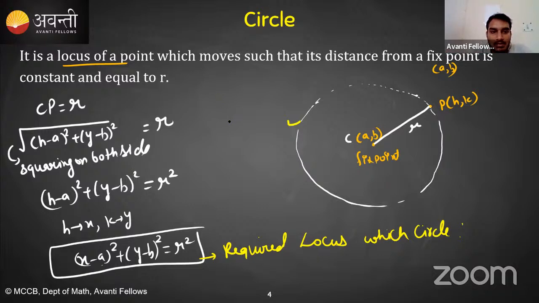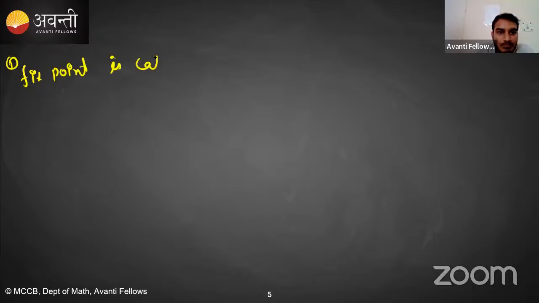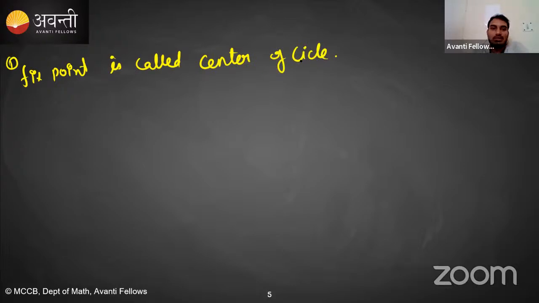Now there are two things that we need to know about this. First of all, the fixed point is called the center of the circle. Why center? Because it is at an equal distance from all the points on the circle, so that's why it is the center.